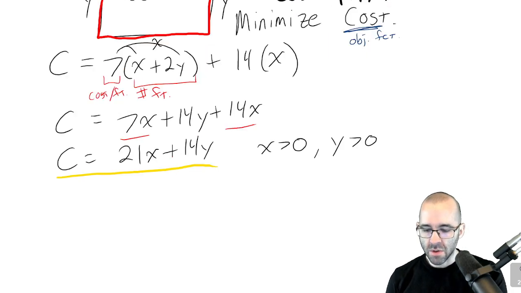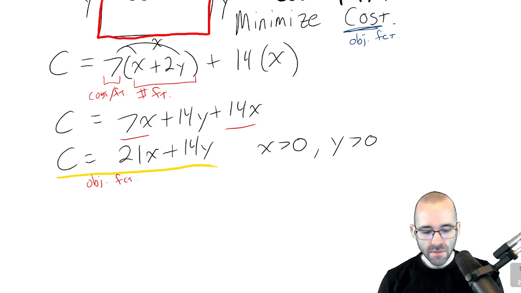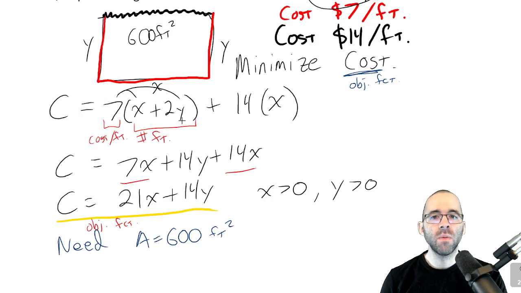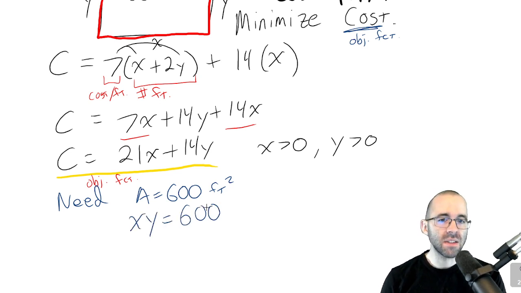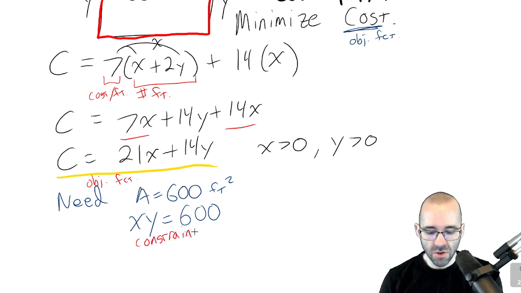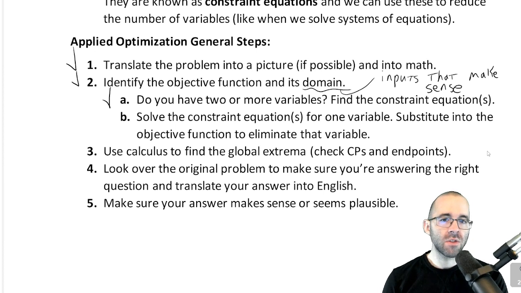All right, so again, as a reminder, this is our objective function. Our constraint, our requirement, is that we need the area to be 600 square feet. Well, what's the area? It's x times y. That means x times y has to be 600. This is our constraint equation. This is our only constraint here. Usually we'll only have one. Ta-da! We've done this step. We found the constraint equation.